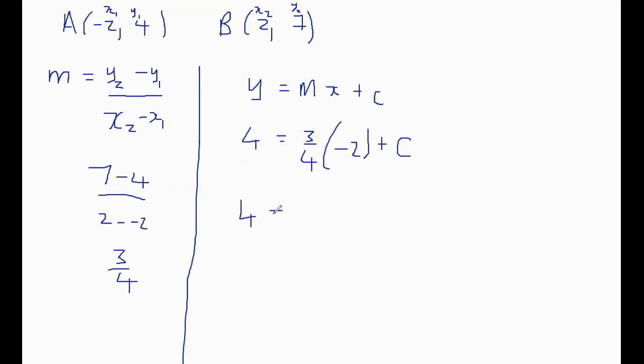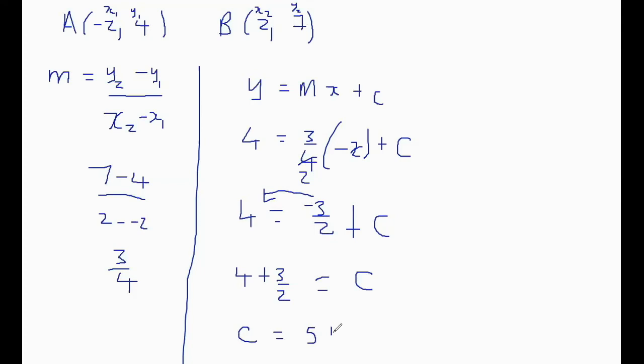So we have 4, and then simplifying what we have here, 2 can go into 4 to give you 2. So canceling 2 into 4 gives me 2. So it's negative 3 over 2 because the negative sign multiplied by 3 over 2. Now carrying over the negative 3 over 2, we have positive, so it's 4 plus 3 over 2 is equal to the y-intercept. So c is equal to 4 plus 3 over 2, which is 5.5.